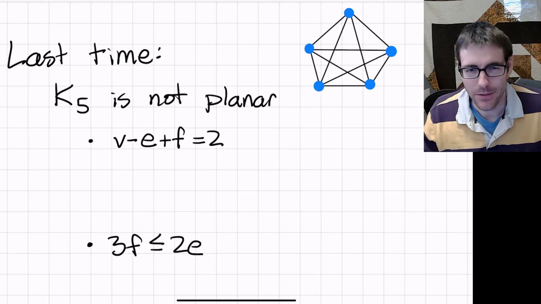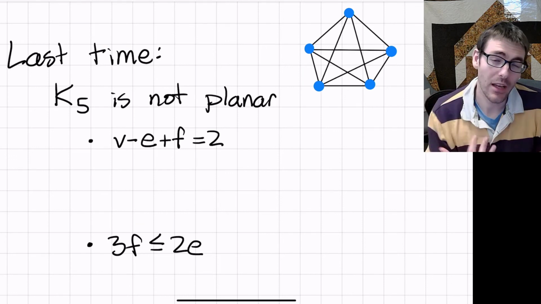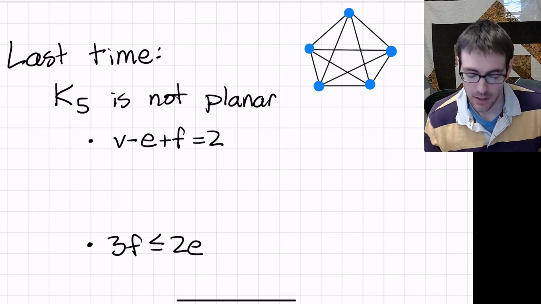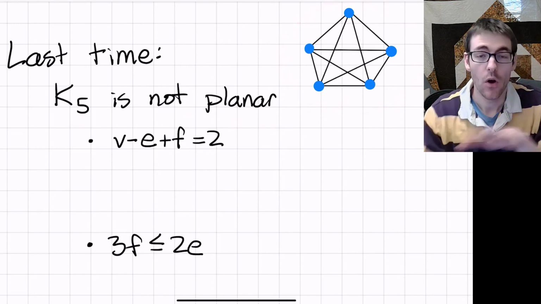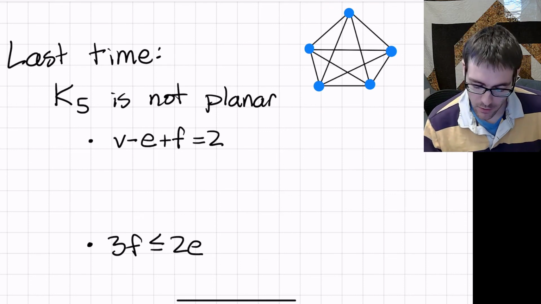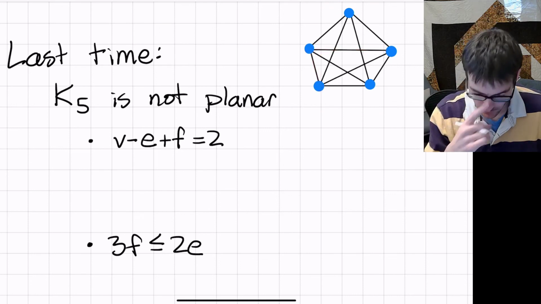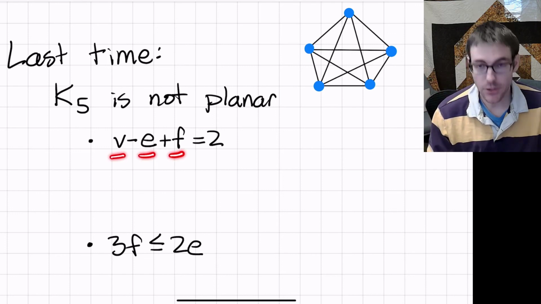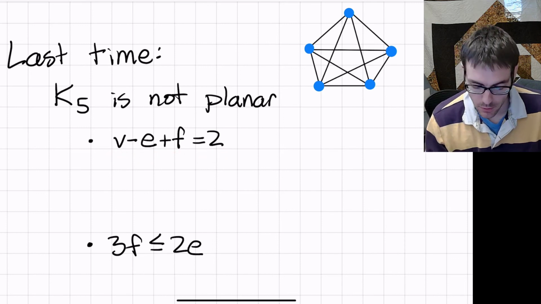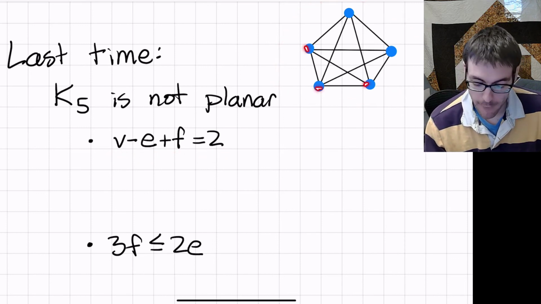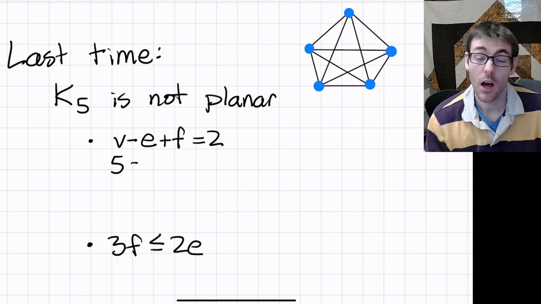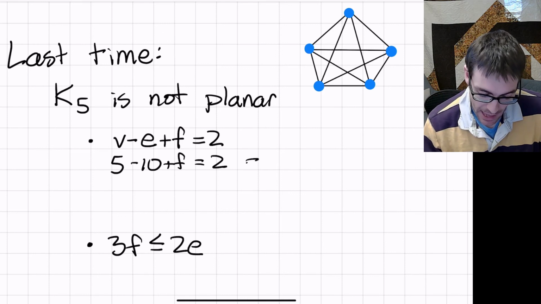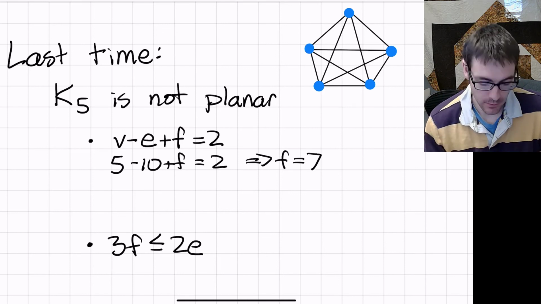Why do we care about any of these surfaces? Well, last time we started talking about the Euler characteristic in the context of proving that K5 was not planar. It's not possible to draw this graph on a flat plane where the edges don't cross each other. The proof of this hinged on the fact that for a planar graph, vertices minus edges plus faces has to equal 2. So for a graph like K5 that has 5 vertices, a total of 10 edges, well, then it better be the case that f, our number of faces, equals 7.